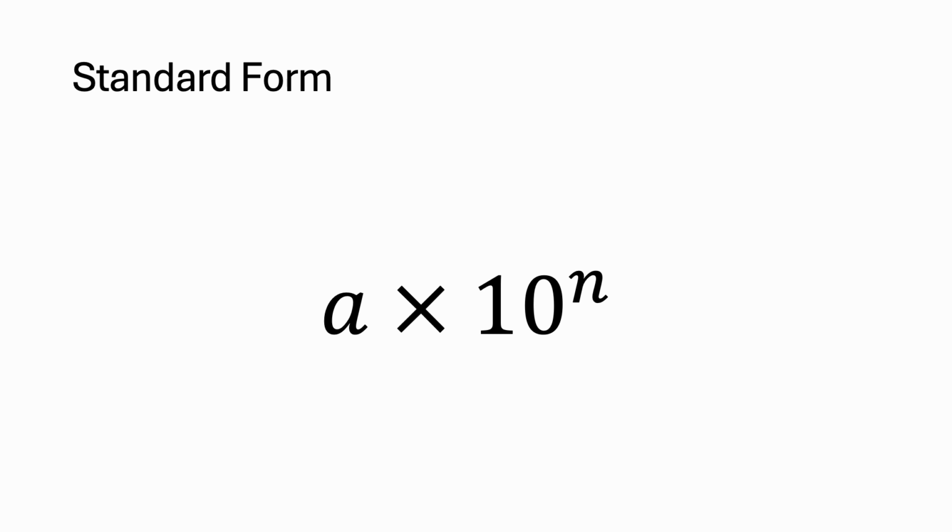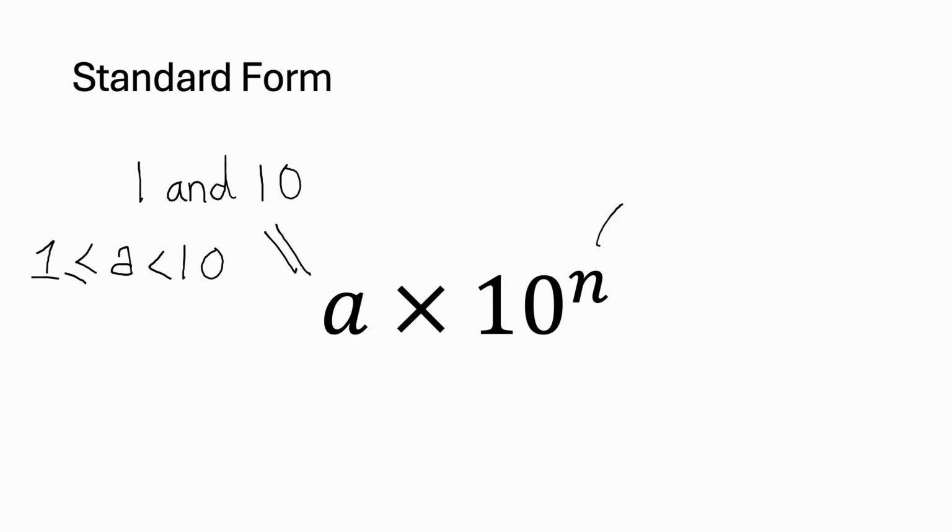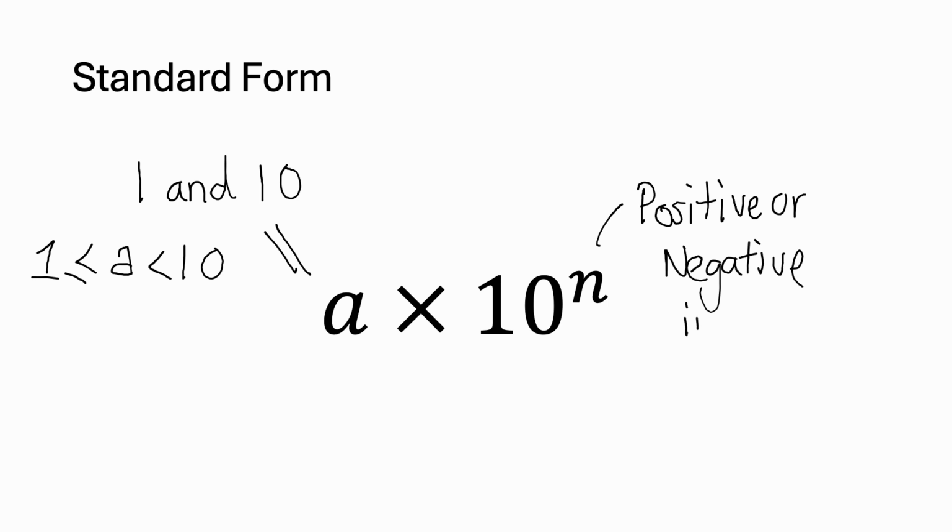Standard form. So we're always going to write our standard form as a times 10 to the power of n, where a must be a number between 1 and 10. So it has to be equal to or more than 1, but it has to be less than 10. And n can be a positive or negative integer.